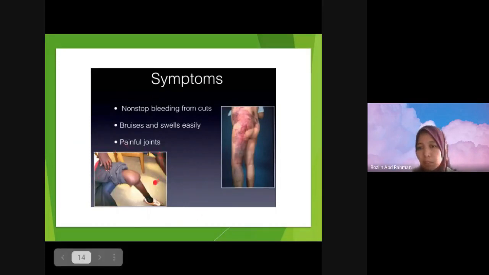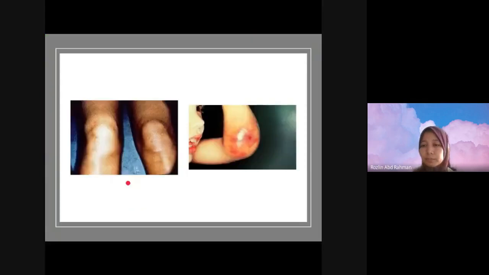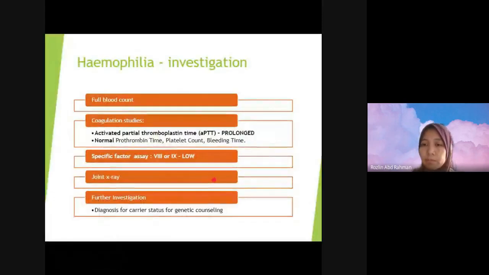So you see, this can be a very deformed knee joint because of recurrent bleeding into the joint space. Okay. So remember, if it's not treated well, it can lead to deformity of the joints. Susahlah budak tu nak berjalan, nak bergerak. Okay. So the diagnosis of haemophilia is made based on the patient's presentation, the symptoms, of course, from the family history, and also bleeding test.